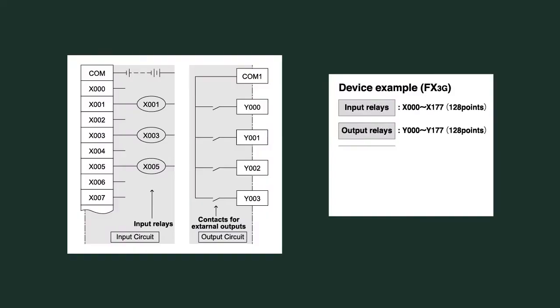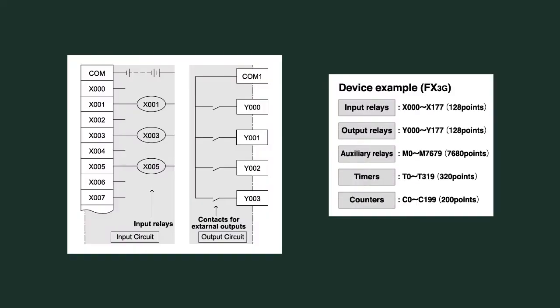Each terminal is allocated a device number like X0 or Y0. All internal devices are also allocated device numbers. For example, M0 is an auxiliary relay in the PLC, T0 is a timer, and C0 is a counter.